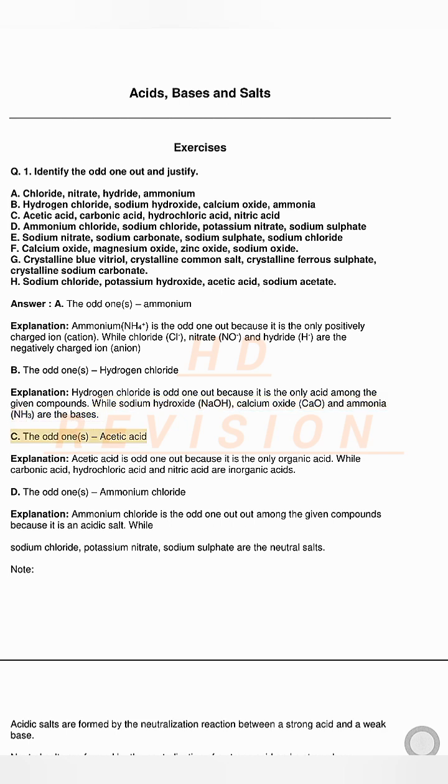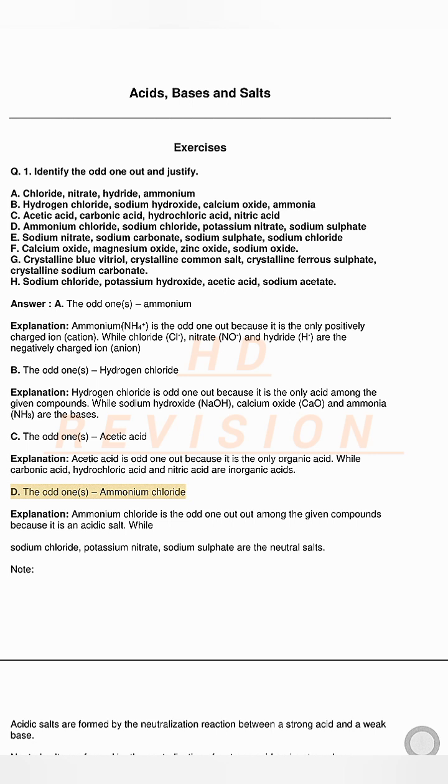C. The odd one is acetic acid. Explanation. Acetic acid is the odd one out because it is the only organic acid, while carbonic acid, hydrochloric acid and nitric acid are inorganic acids.